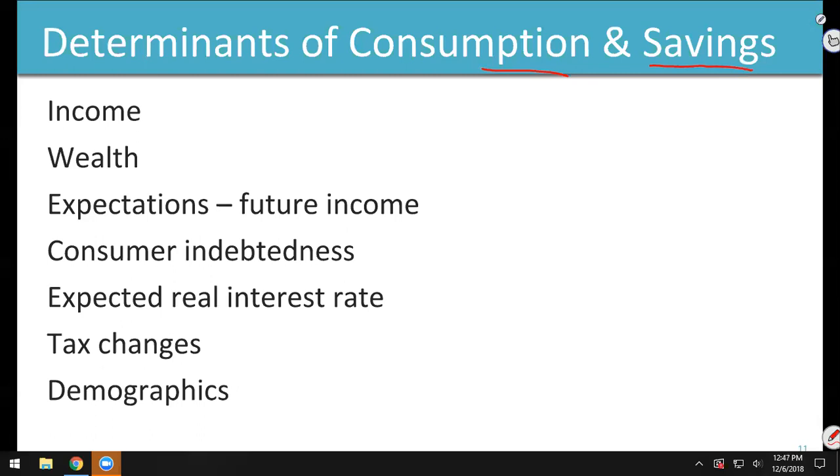Tax changes. Taxes can end up impacting your income. That's going to change that disposable income number right there on the top. If they give a tax cut or do a tax increase, that's going to change how much of your paycheck you get to keep and spend.